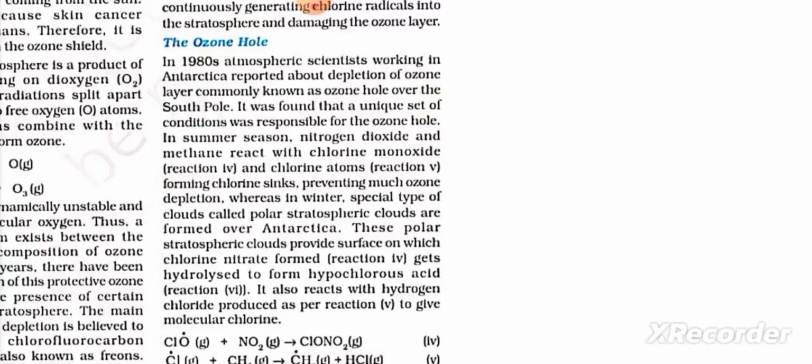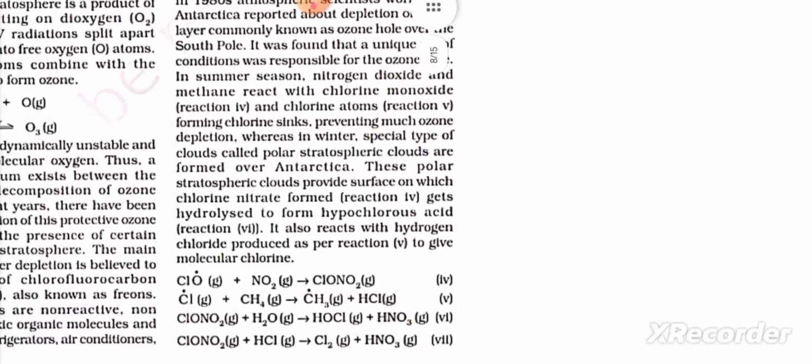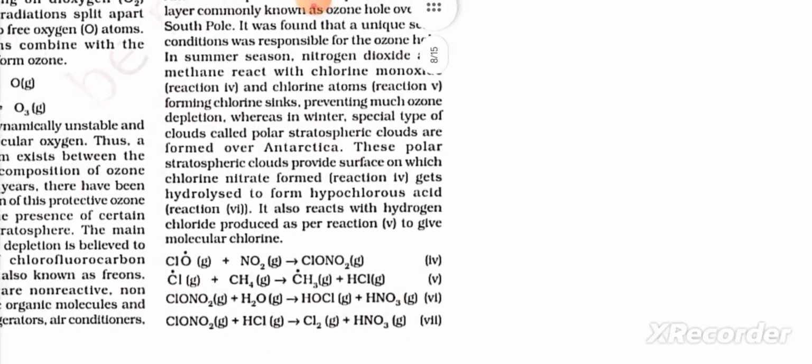Whereas in winter, a special type of clouds called polar stratospheric clouds are formed over Antarctica. These polar stratospheric clouds provide a surface on which chlorine nitrate forms. It gets hydrolyzed and gives hypochlorous acid, which also reacts with the hydrogen chloride produced as per the reaction to give molecular chlorine.